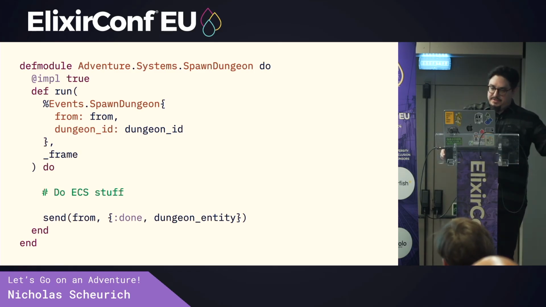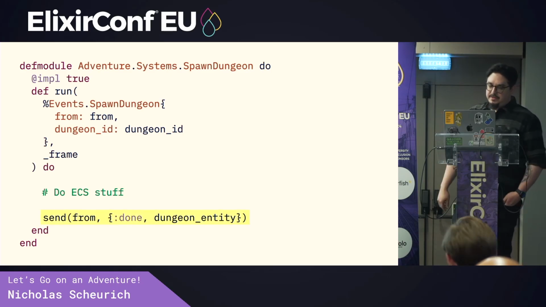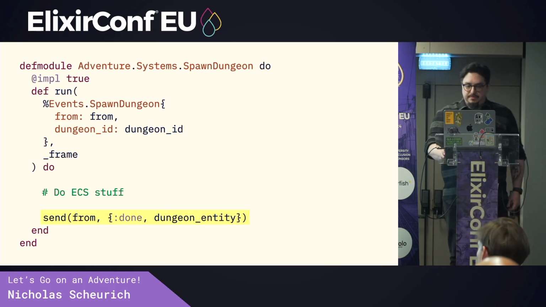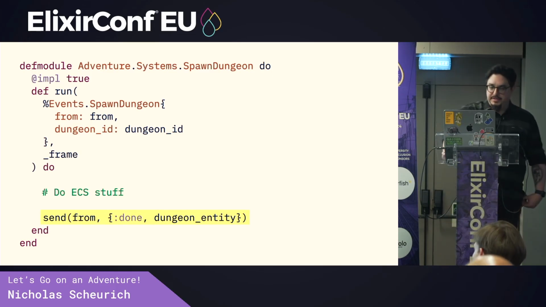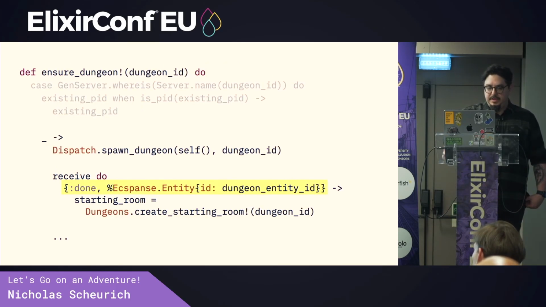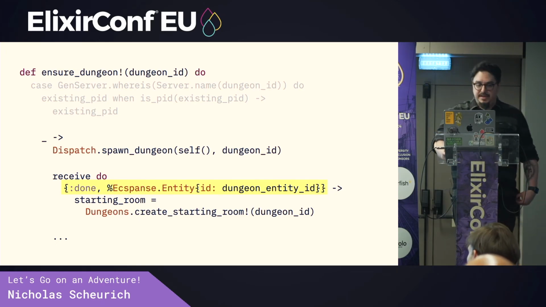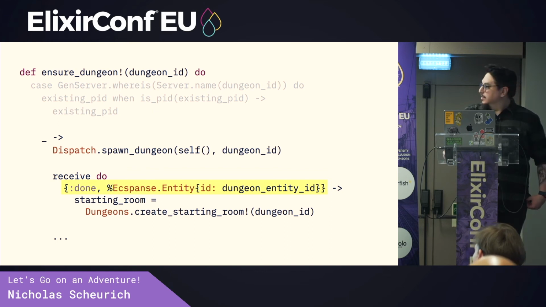I just left that code out because it's a lot. So then we send a message back to the process that initially interacted with the dispatch module containing our lovely new dungeon entity. And if we check back there in that ensure dungeon function, we can see that we're actually blocking and waiting on just such a message to come in.